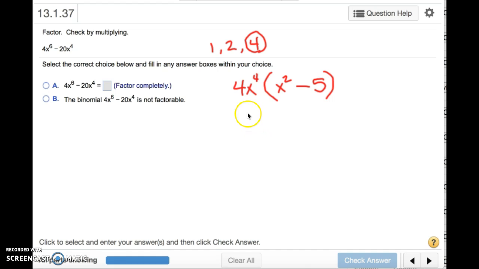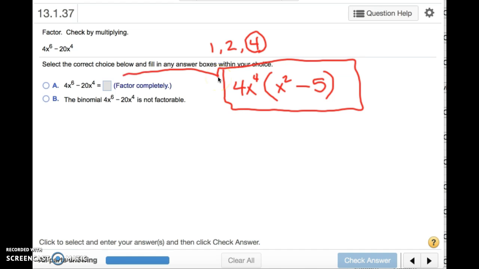Now, we're not going to do it, but we've seen problems like this where we distributed, and this would be our answer. So factoring, it's called factoring, but I sometimes refer to it as undistributing because we are pulling that 4x to the 4th out of each of these terms and writing down what we would have left over. And this whole expression is what you're going to type into that box right there.